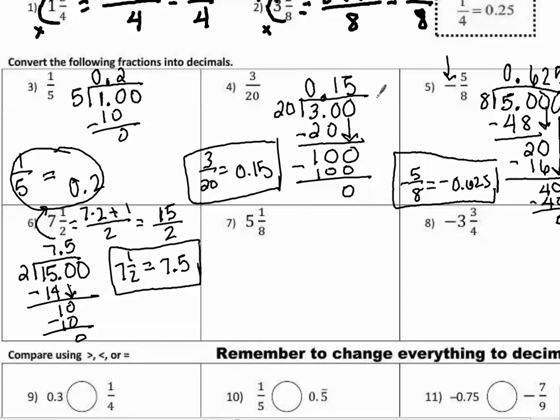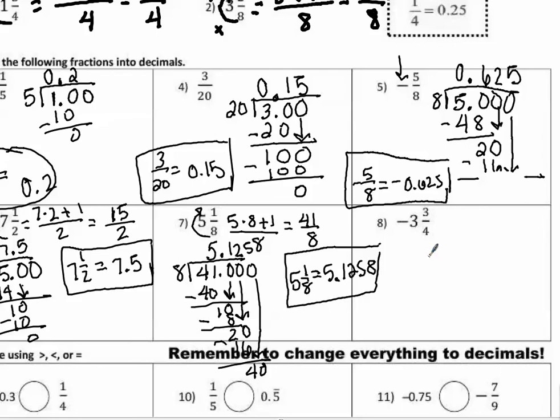Pause the video and try 7 and 8. Check number 7 with the answer given below.